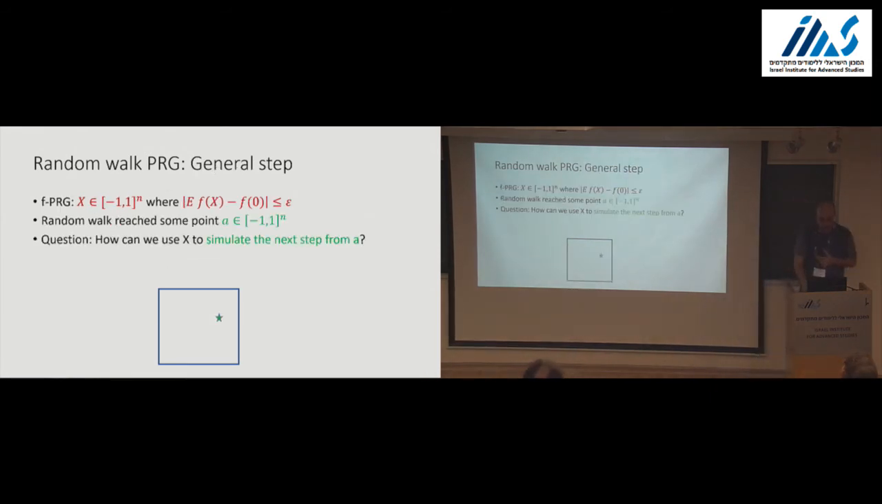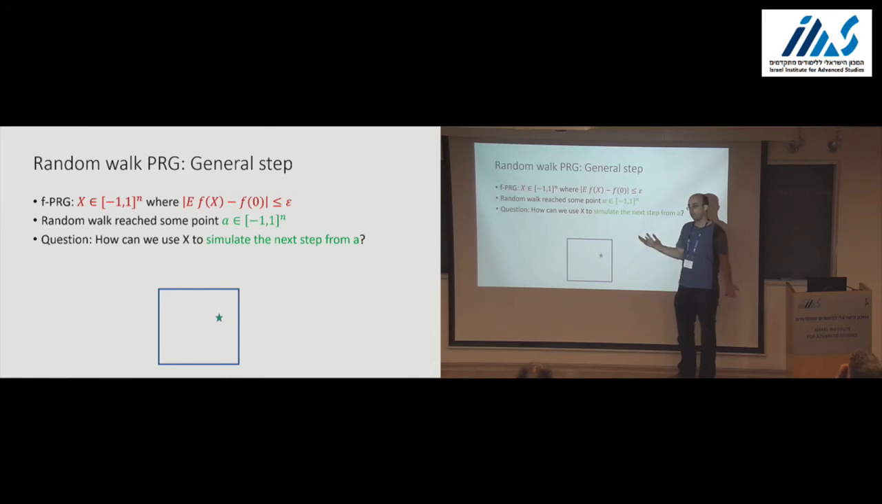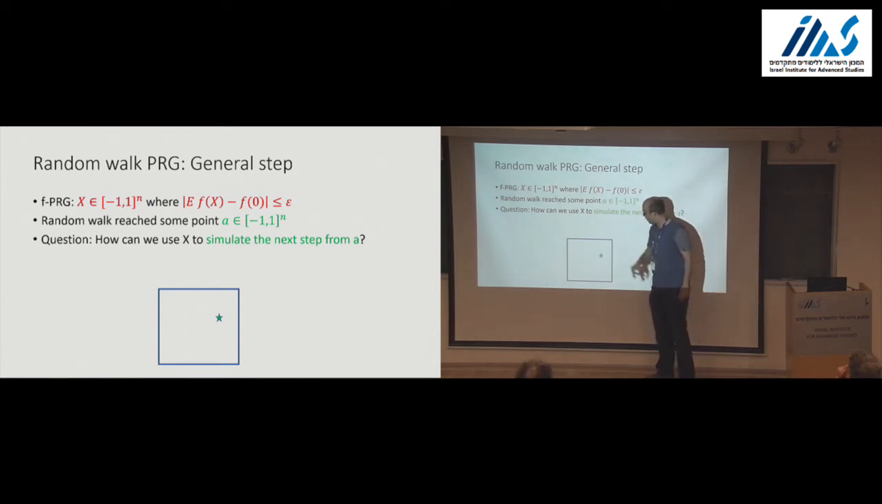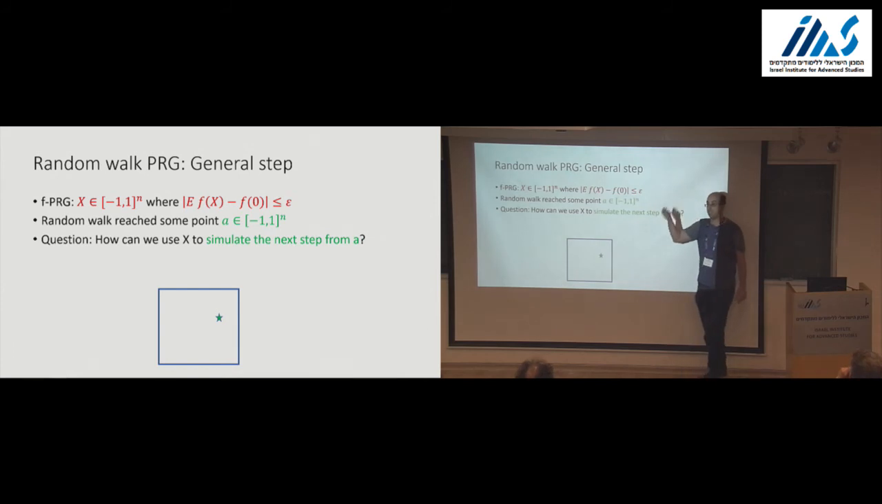Okay, so these are the generic questions. So we did this random walk. We made some steps. Now we reached some point A in the cube, and I want to use this fractional PRG to define a random walk around this point that would look like the average here. And also it should never go outside the cube, right? We never want this random walk to go outside the cube. We want to always stay inside the cube.